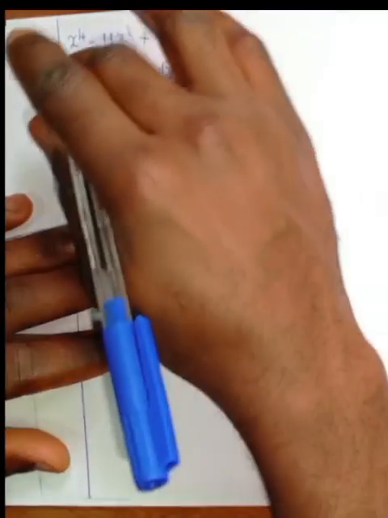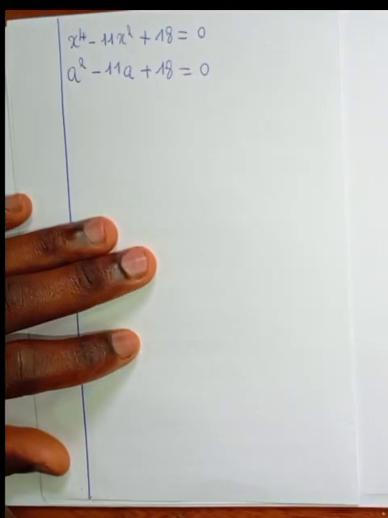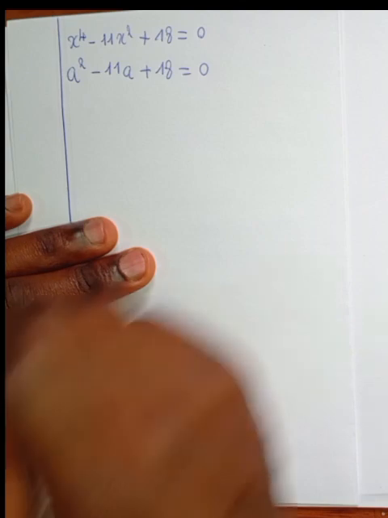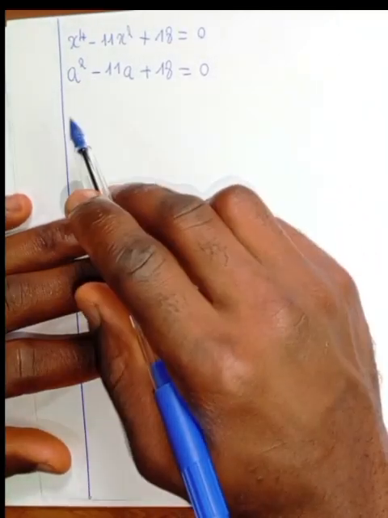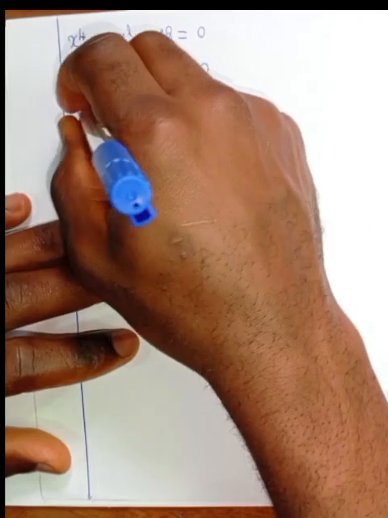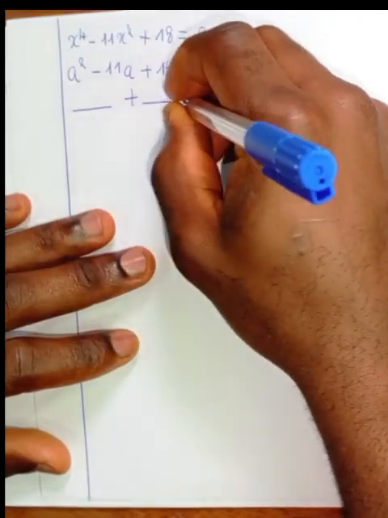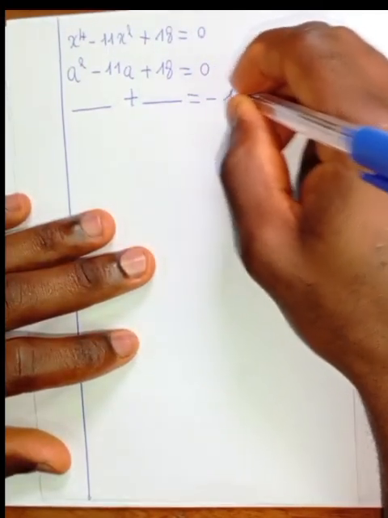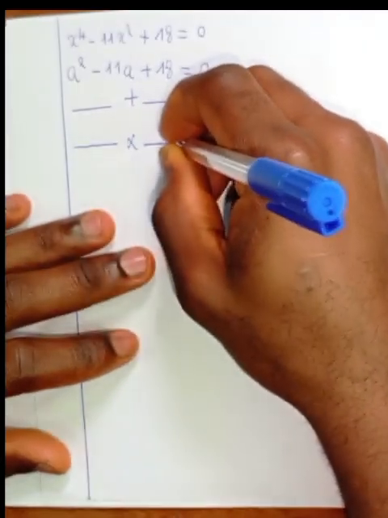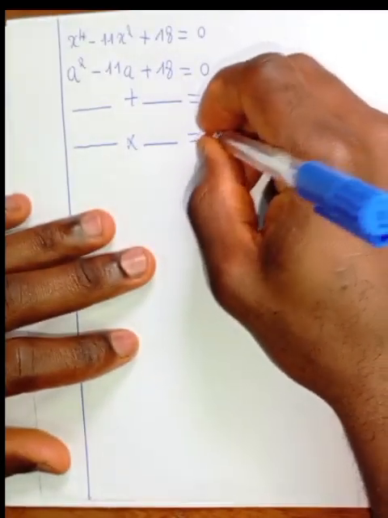Now at this level, we can solve this quadratic equation by factorization method. You can see it is a quadratic equation. The highest power of the variable e is equal to 2. We need two numbers such that their sum is equal to -11 and their product is equal to 18.